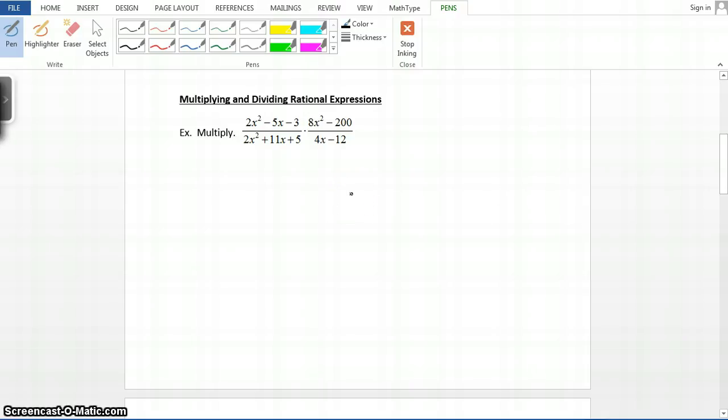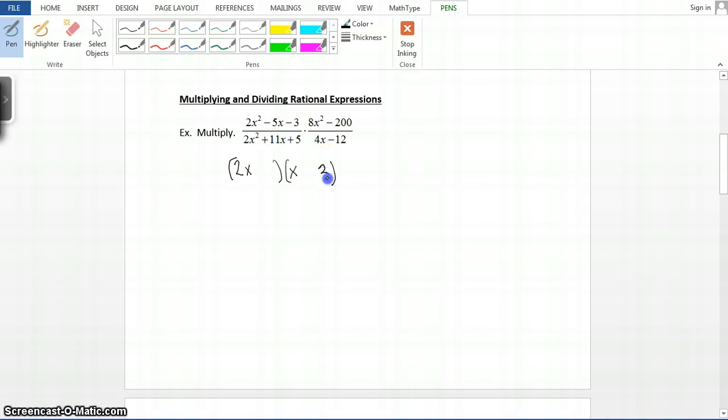So what we want to do is factor first. I'm going to factor the numerator and the denominator of both of these rational expressions. You can see this trinomial in the numerator of the first rational expression: 2x squared, we will split into 2x and x. Now the negative 3 will either be a negative 3 and a positive 1, or a positive 3 and a negative 1, or either of those switched around.